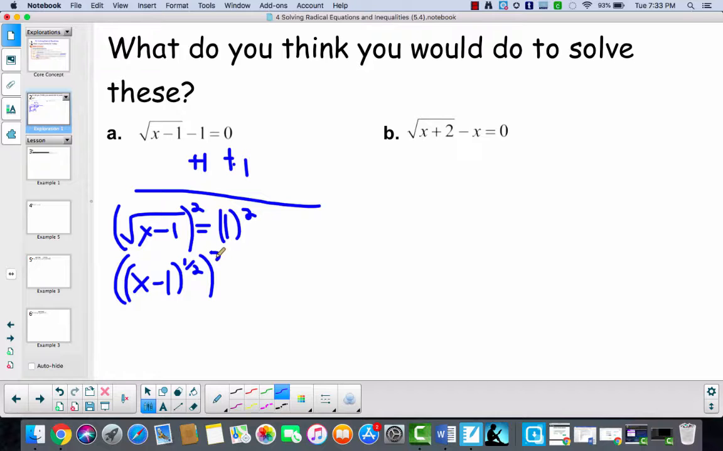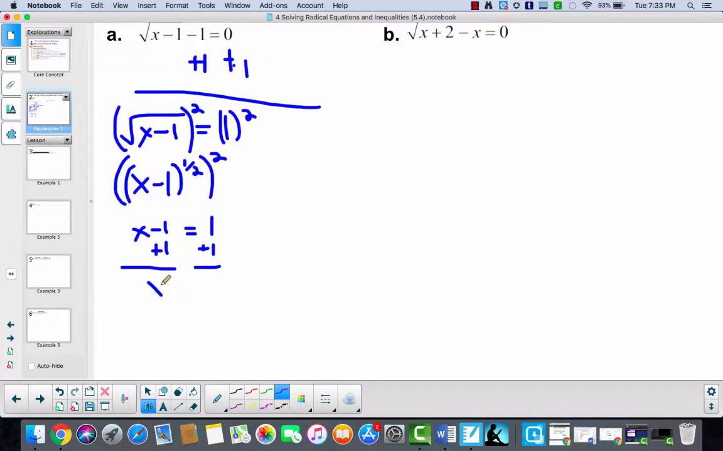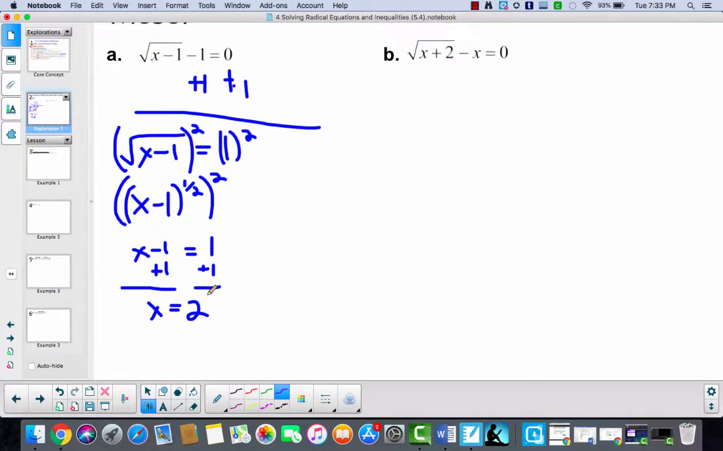And then if I square that, this gives me an exponent of 1, which just leaves me with x minus 1. And 1 squared is 1. Now I can solve. This just takes me back to Algebra 1. I add 1 to both sides, and I get x equals 2. I should always go back and look. If I put a 2 in here, does that actually give me a positive 1, and then 1 minus 1 is 0? Yes, it does.